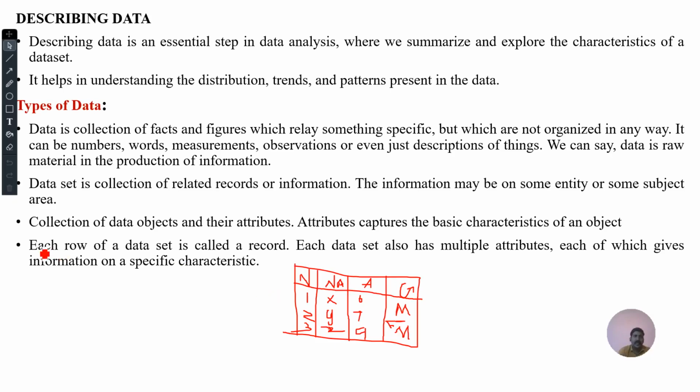Each row of data is called a record. So here the first data is a record, the second is a record, and the third is also called a record. Each data set has multiple attributes. Name is one attribute, age is an attribute, gender is an attribute. Each data set has multiple attributes that give specific information or characteristics.